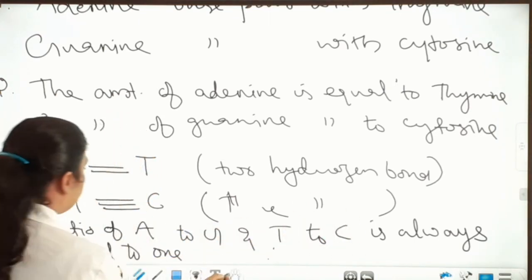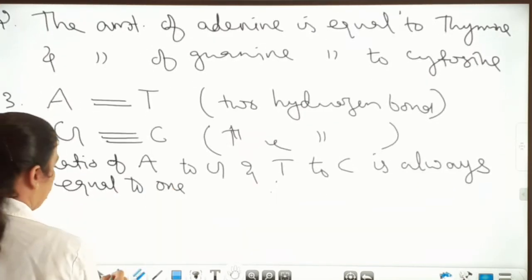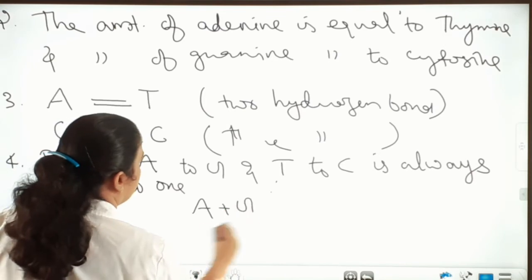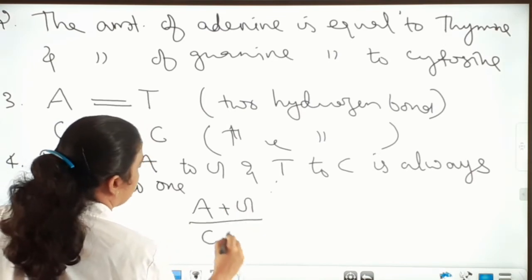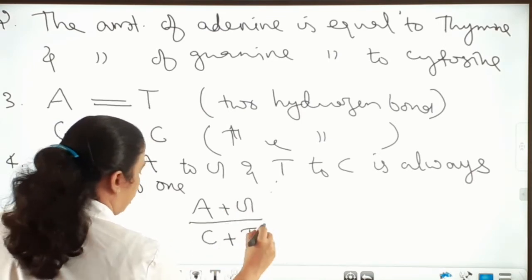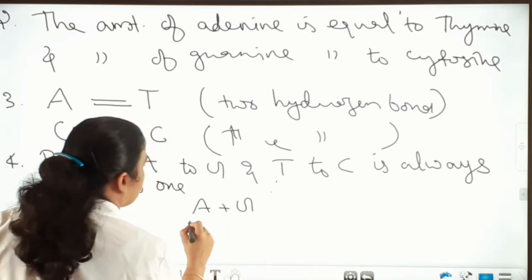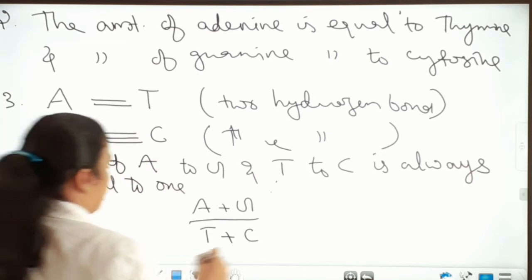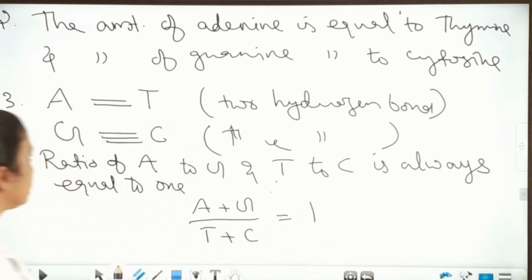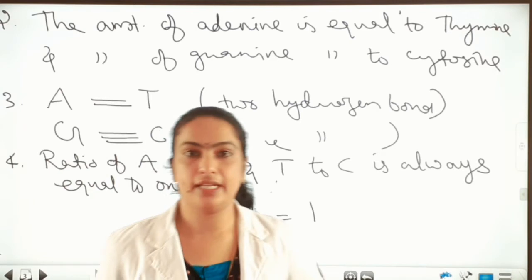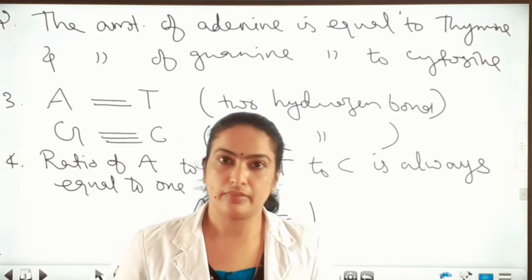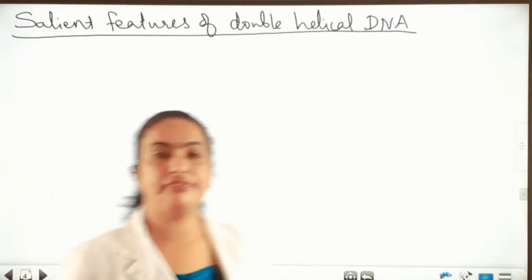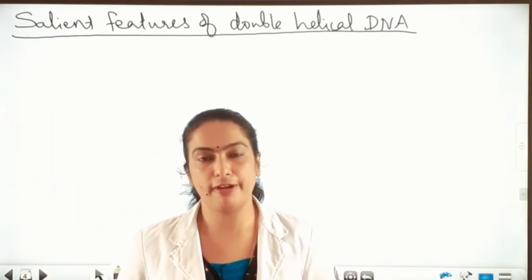Then we can write like this: A plus G over C plus T, or G plus C is equal to 1. Okay. So, this is Chargaff's rule. Is it clear? Next we can see the salient features of the double helix model of DNA.